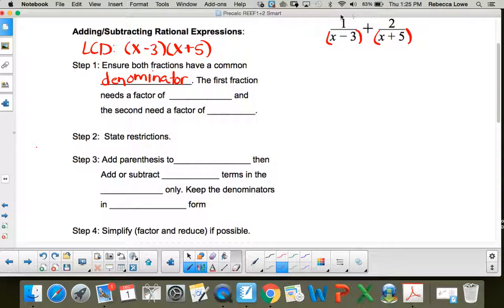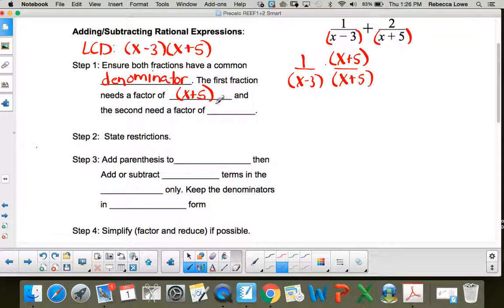Because then I could multiply this fraction by x plus 5 and get that denominator, the numerator and the denominator, and I can multiply this fraction, numerator and denominator, by x minus 3 and get that common denominator. So the first fraction needs a factor of x plus 5. That's what it's missing. So I multiply top and bottom by x plus 5. Remember, this is equivalent to the number 1, so you haven't changed anything. X plus 5 over x plus 5 is 1.